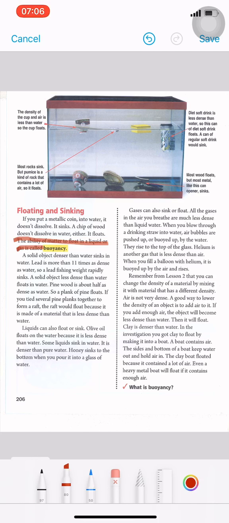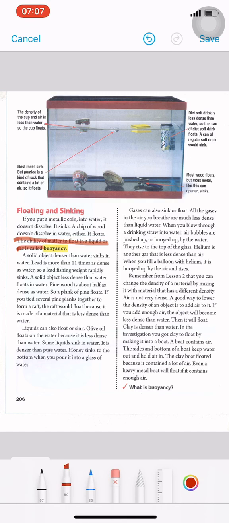When objects are denser than the water, they will sink. But if an object has less density than the water, it floats to the surface of the water. Also, gases and liquids can float or sink. Olive oil will float, but honey sinks when you pour it into a glass of water. And also, when you blow through a drinking straw into the water, air bubbles are pushed up to the surface of the water.